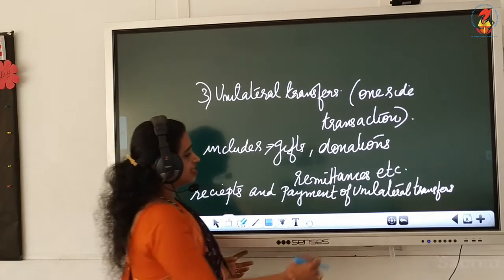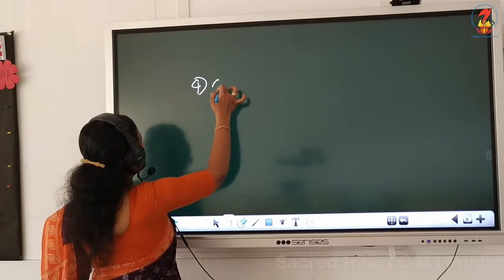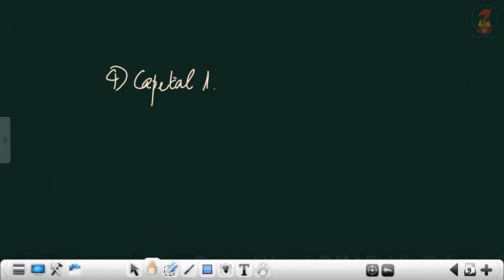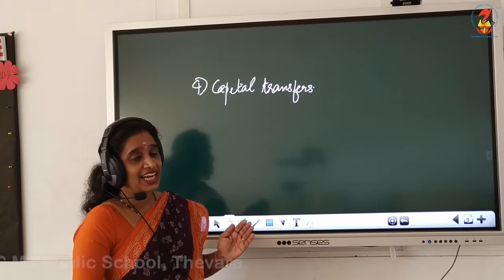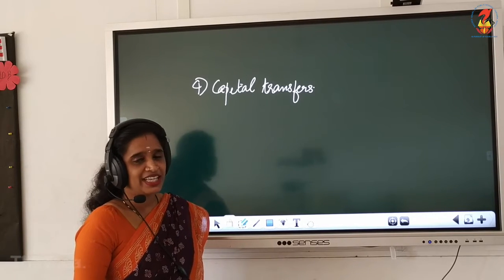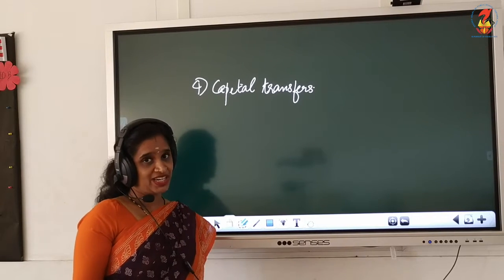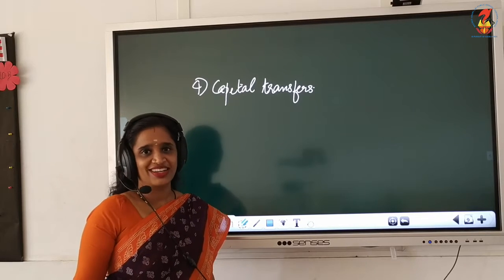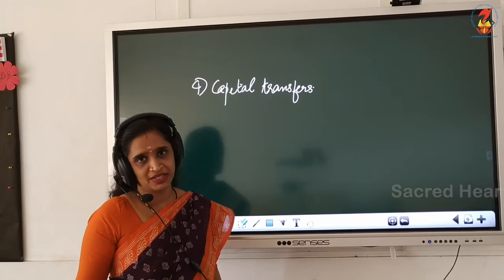Now, the next economic transaction of balance of payment is capital transfers. Capital transfers include all items which are related to capital receipts and payments. You have learned about capital receipts and capital expenditure in government budget. I think you can recollect that. Capital receipts and capital expenditure, receipts and payments.